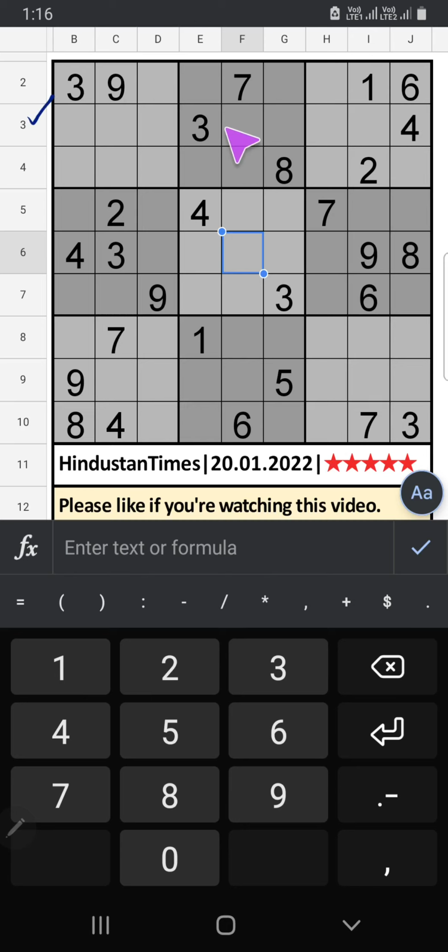Third row, we have 3, so 3 can't come in this cell. In this grid, we have 3, so 3 can't come in these cells. Then 3 is confirmed here. 5th row and 6th row, we have 4. Column J also we have 4, so 4 can't come in these cells. Then 4 is confirmed here.